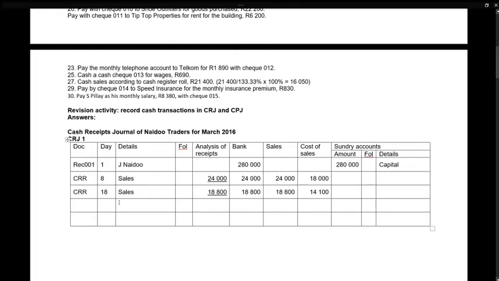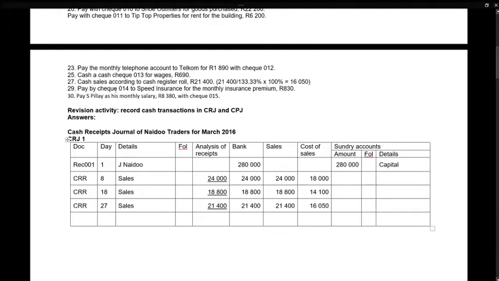Right, so cash register rule. This took place on the 27th. Details will be sales. Analysis of receipts. I received 21,400 Rand. It will reflect in my bank account at the end of the day. The reason that I received this money is for sales. Cost of sales was 16,050 Rand. Right. The next transaction took place on the 29th.